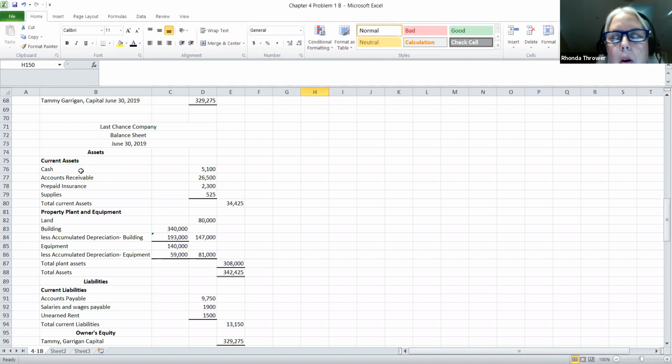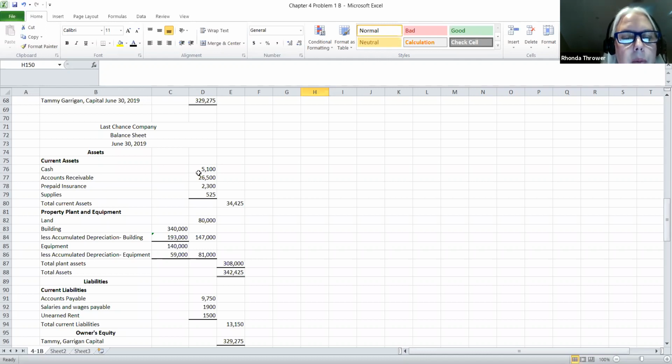It looks a little different than what we prepared in chapter 1. That's because we have broken our assets down now into two categories: current assets and property, plant, and equipment, which we could have called fixed assets or plant assets as a heading. So our assets are broken down into current assets. The current assets are the assets that we can easily convert to cash or are already converted to cash.